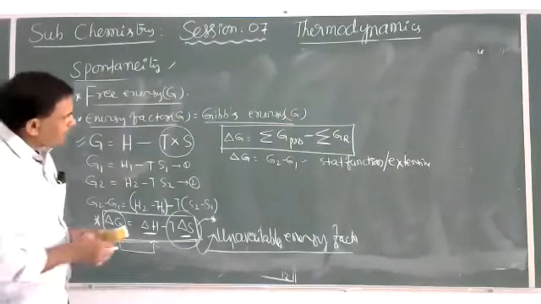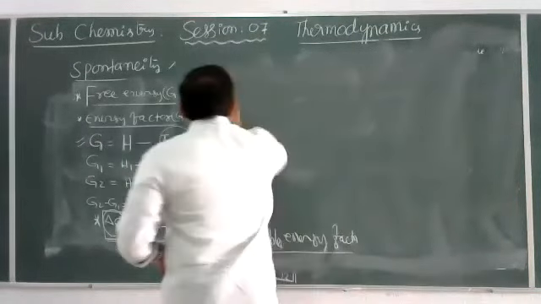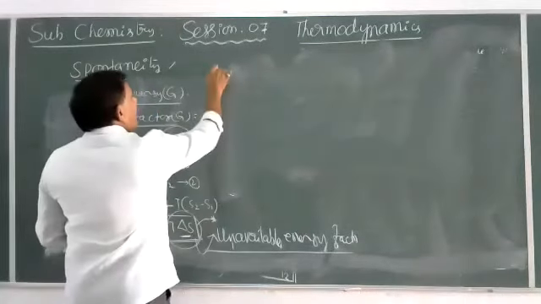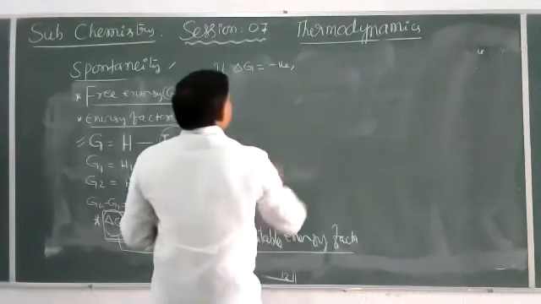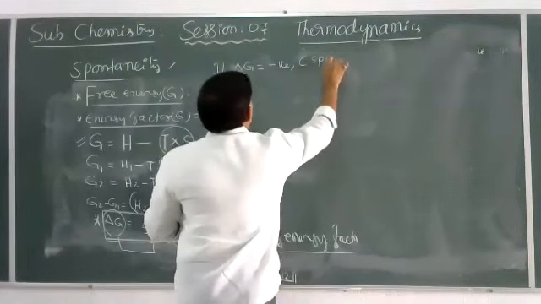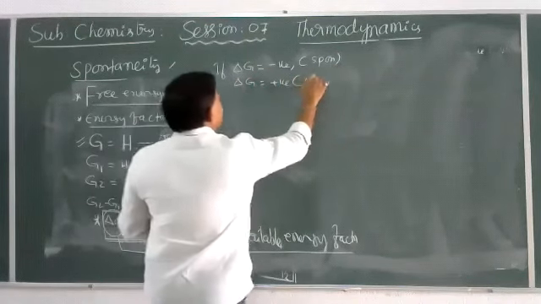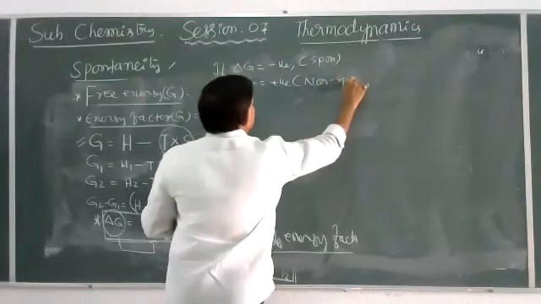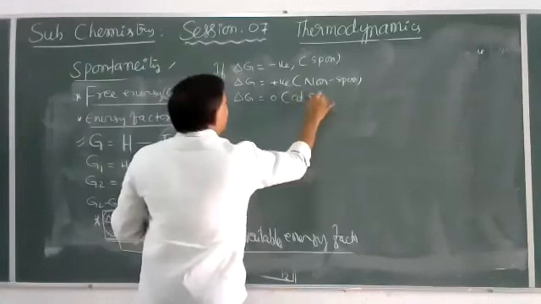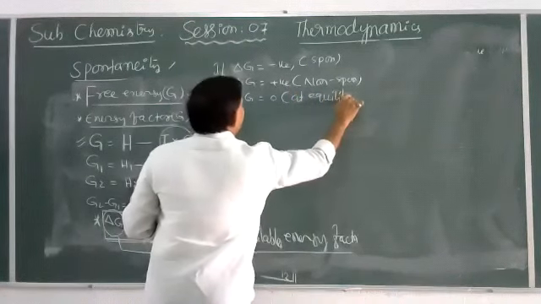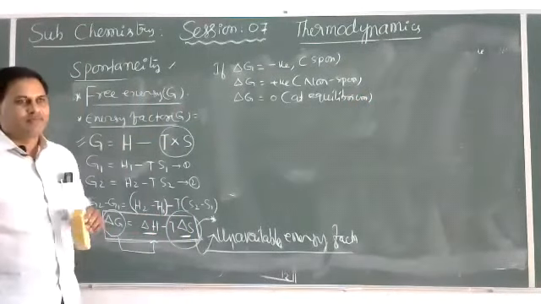By using this, one of the most important expressions: if delta G is negative, that is a spontaneous process. If delta G is positive, that is a non-spontaneous process. If delta G is equal to 0, the process is at equilibrium. These are three important cases, very, very important.